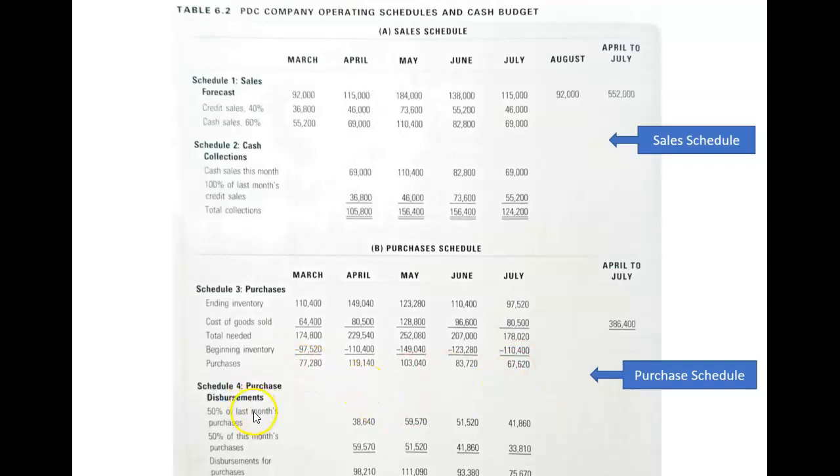Then purchase disbursement. How much money is involved to disburse the purchase? Right, 50% of last month's purchases or 50% of this month's purchases, the disbursement of purchases, you have to calculate. All right, so this is just an example telling that the sales schedule and purchases schedule need to be prepared as part of the cash budget.